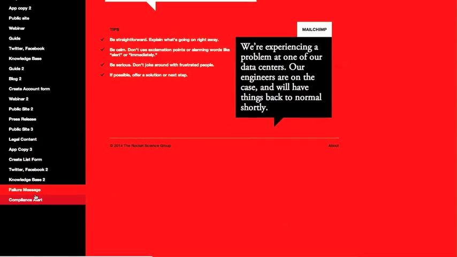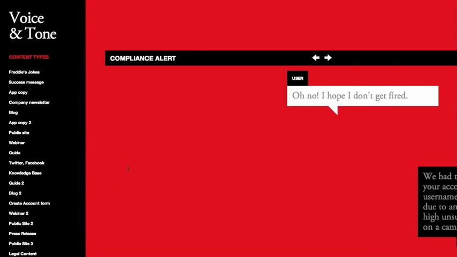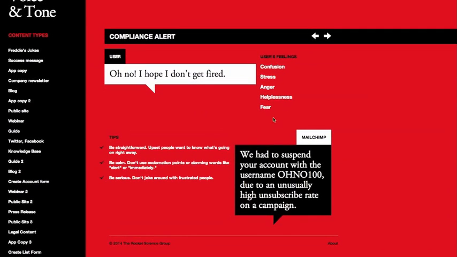And another good example is the compliance alert. If a user has not complied with something, what are their feelings? They're confused, they're angry, they're feeling helpless, they're scared. And again, what is the tone? Straightforward, calm, and serious. We had to suspend your account with the username, whatever, due to an unusually high unsubscribe rate on a campaign. So again, it's not fun-loving, it's not jokey, but it still matches the voice of the organization because it matches the personality of a friend.